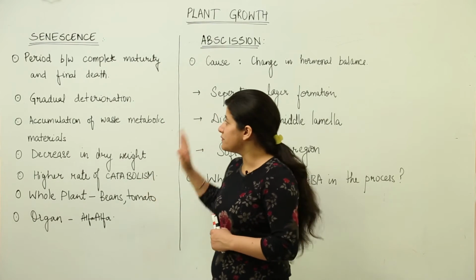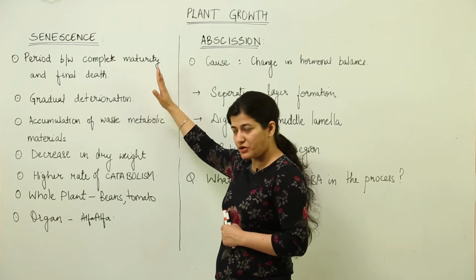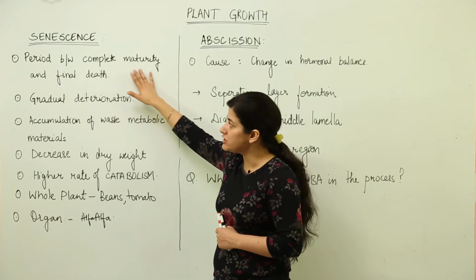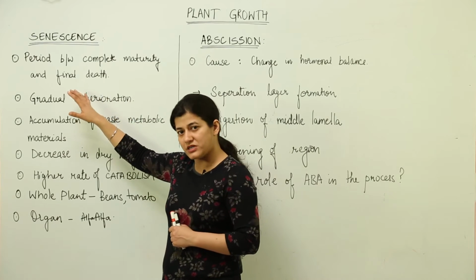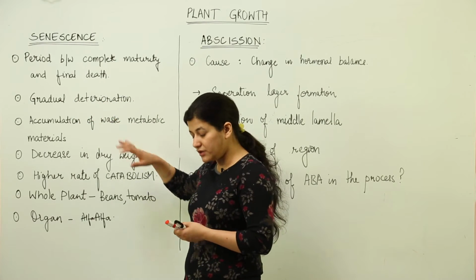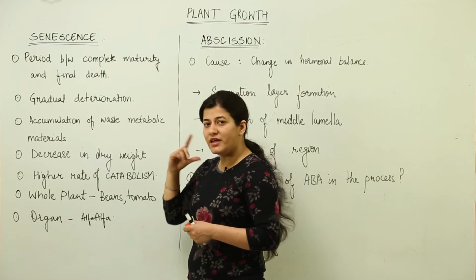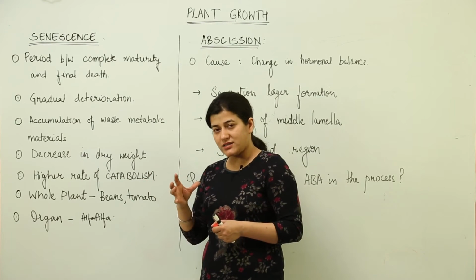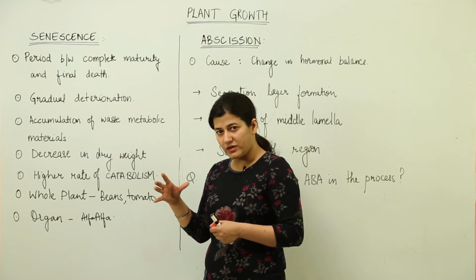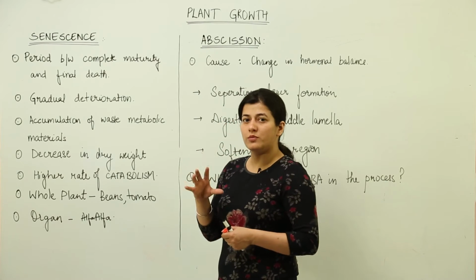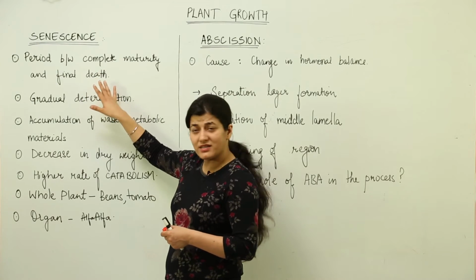Senescence, as I told you, is the period between complete maturity of the plant, that means it is able to reproduce, and the final death. Now that final death could be for the particular organ. It could be organ death, or it could be a complete organism death, that is complete plant death. You might have observed that plants do show senescence in leaves. There are older leaves, yellow leaves present along with the newly formed leaves which are quite green in color. So we do observe organ death as well as complete plant death, that is seen in the plants.